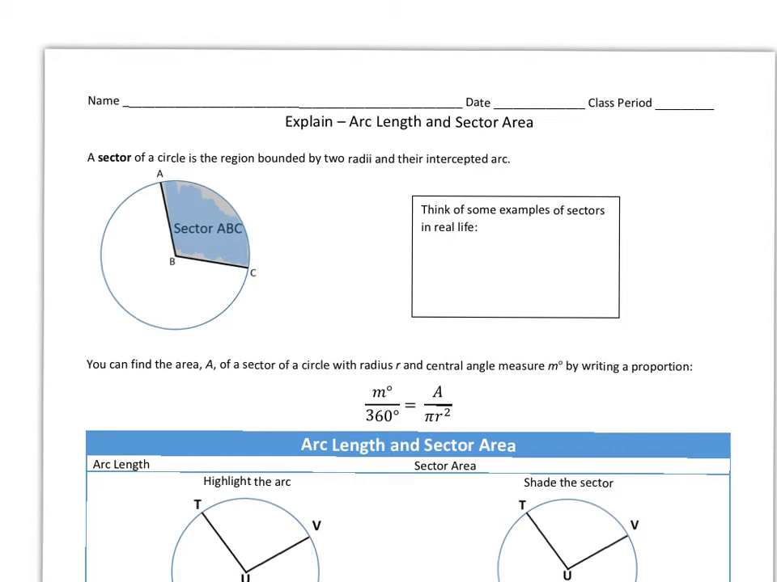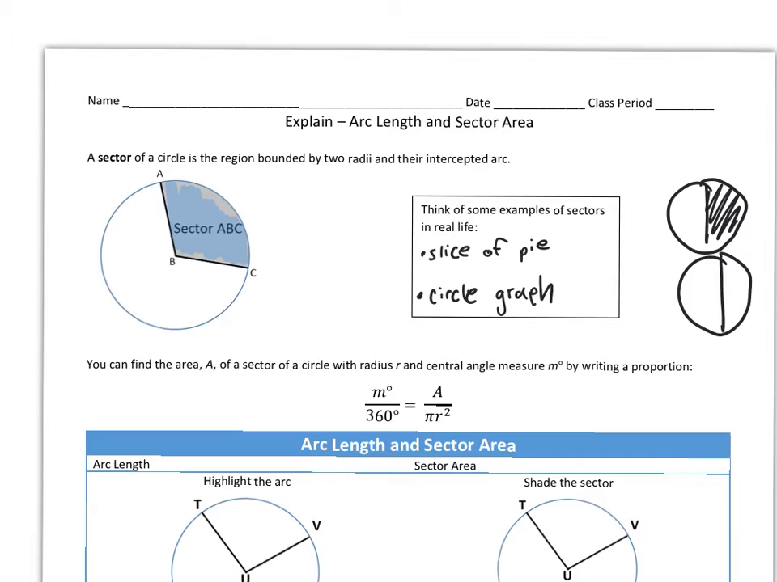Where would you see a sector in real life? Maybe a slice of pie, maybe a circle graph, maybe a slice of pizza. We see this kind of thing all the time. So when you were 7th graders, you learned how to find the area of a semicircle. And you also learned how to find the area of a quarter of a circle.